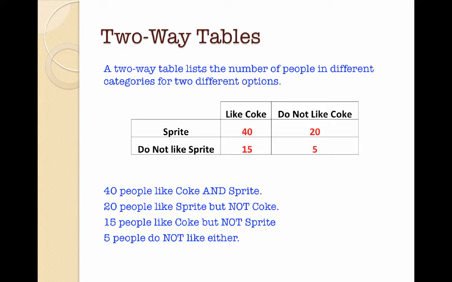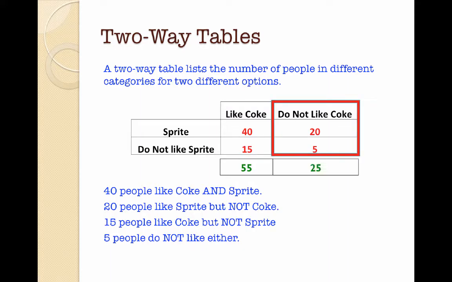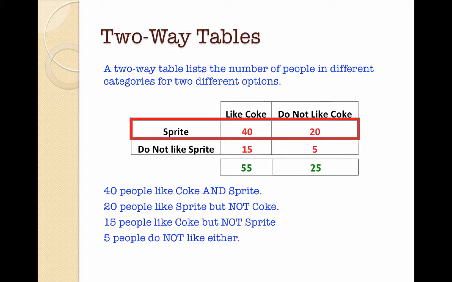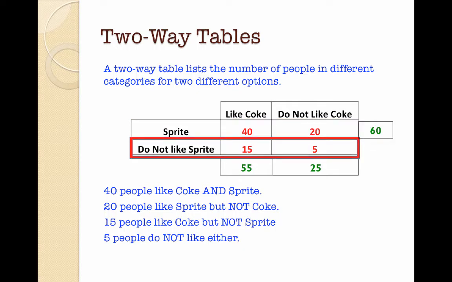So now we can actually tell a lot of information about this. For example, how many people like Coke? Well, if I add up this column, 40 and 15, I'll get 55. That's how many people like Coke. How many people don't like Coke? Well, again, adding up the column, I get 25. How many people like Sprite is going to be 60. And how many people don't like Sprite is going to be 20.